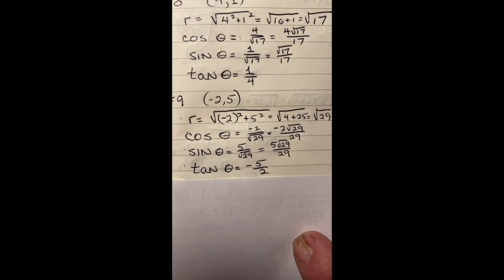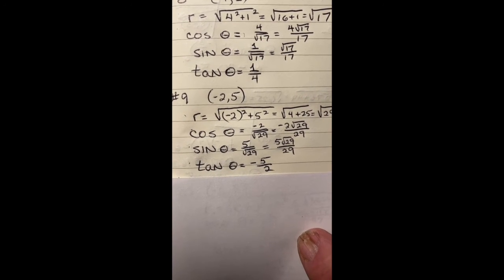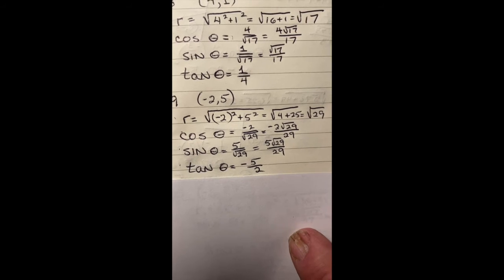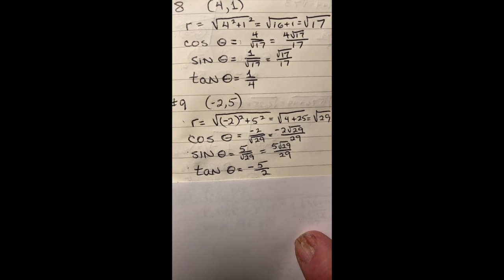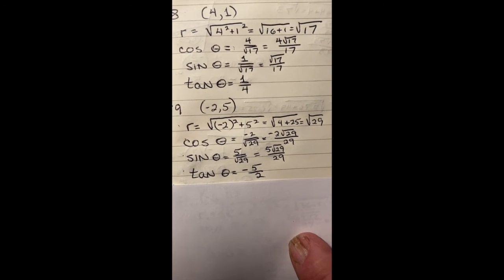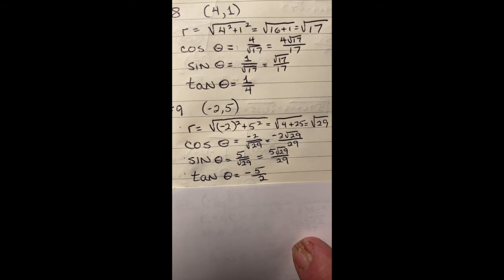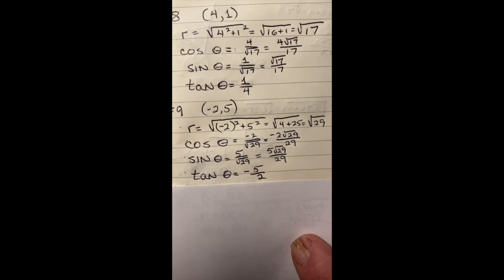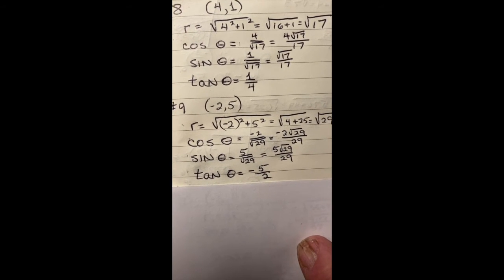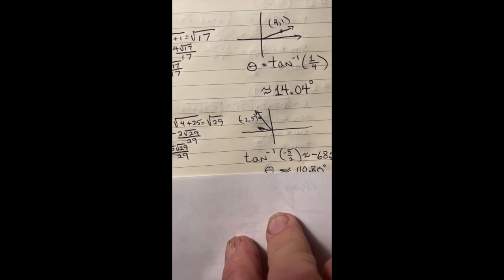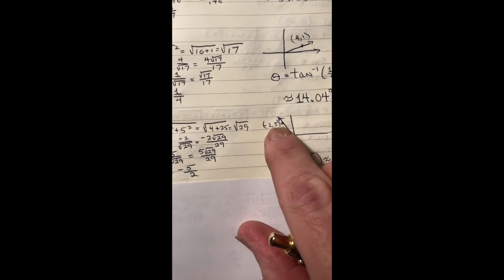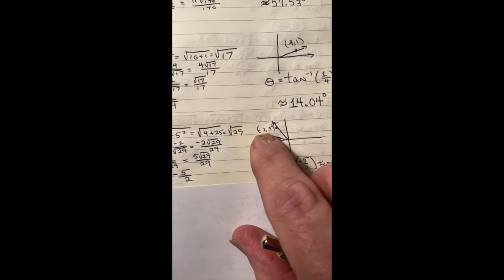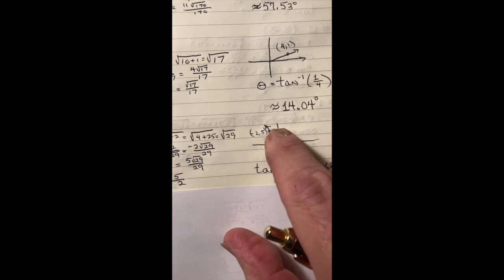Sine of theta is the y-coordinate 5 divided by r, which is 5 over square root of 29. And that's equal to, after you've rationalized it, 5 square root of 29 over 29. The tangent, y over x, is negative 5 over 2. Let's go over here and see what the angle looks like. So if the terminal side is over here in the second quadrant, this is the angle right here.